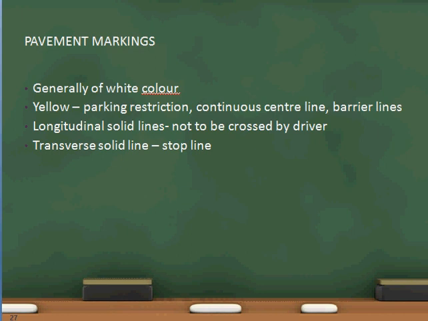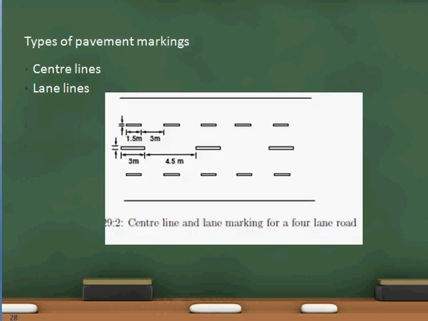So that is the longitudinal solid line. If the center line is a solid line, it means vehicles should not cross to the other lane, and there should not be any overtaking, etc. Then a transverse solid line indicates a stop line, where the vehicle has to stop. So these are the different types of center lines and lane lines.